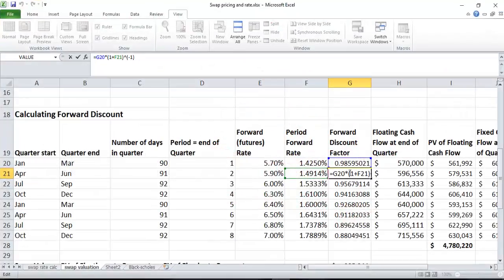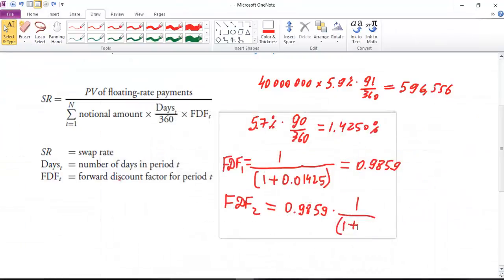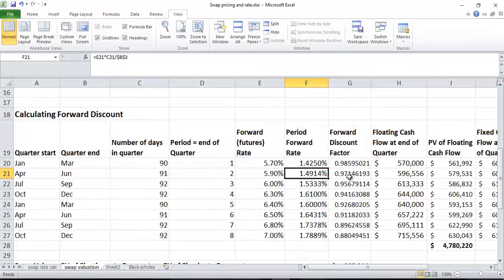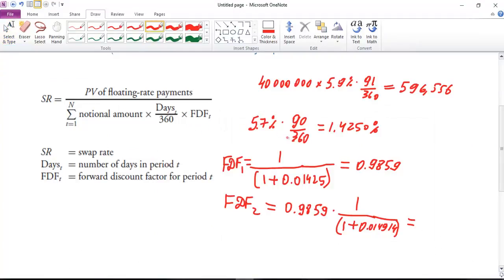Let me just check. So it's 14914, so it's going to be 0.014914. Okay, so that would basically give us that discount rate of 0.9715. Just round it. I'm just taking 4 decimal places again. 0.9715, and so it goes.